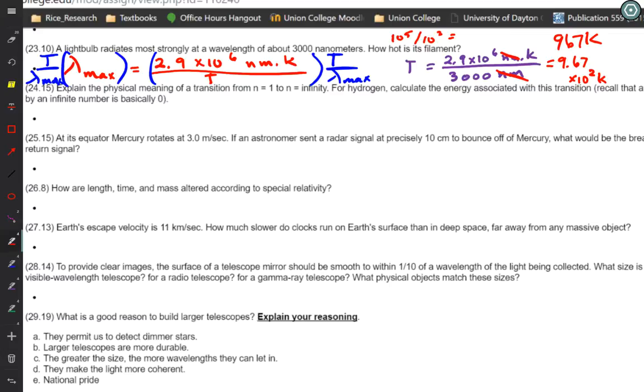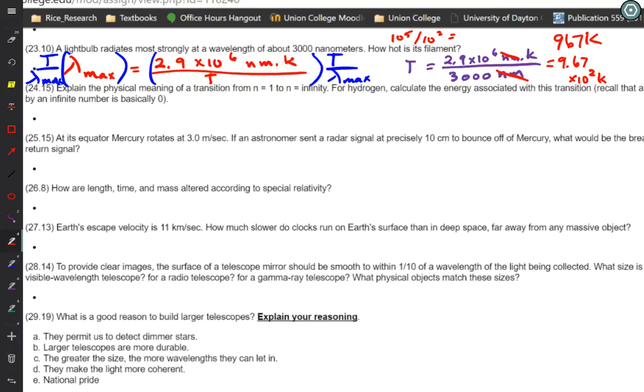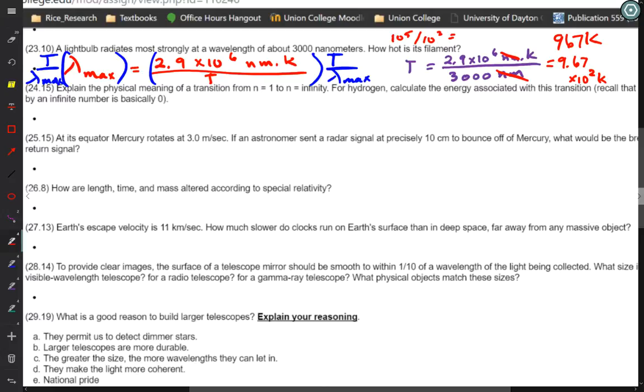It is at zero energy, it's free to escape. That's what that means. So if it goes from n equals 1 to n equals infinity, that means the electron was taken from the ground state up to the point where it's free and it leaves the hydrogen atom. So for hydrogen, calculate the energy associated with it.